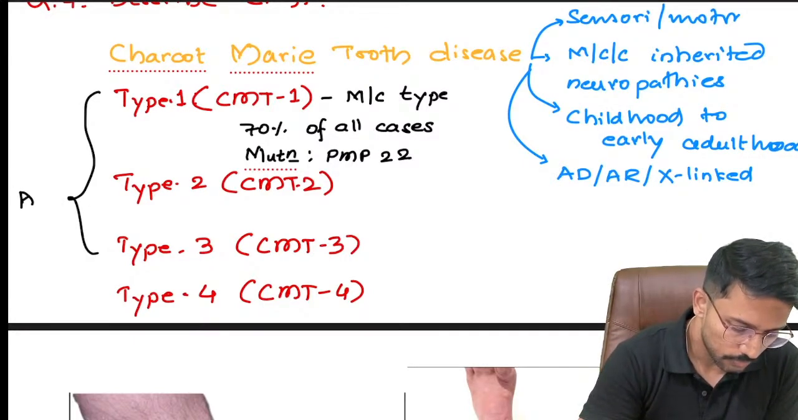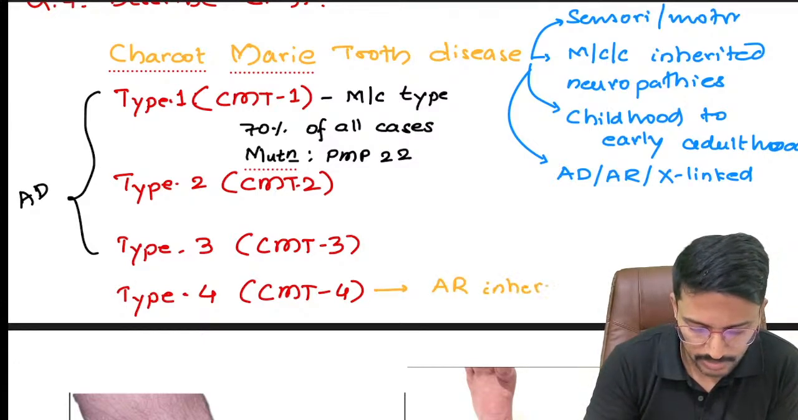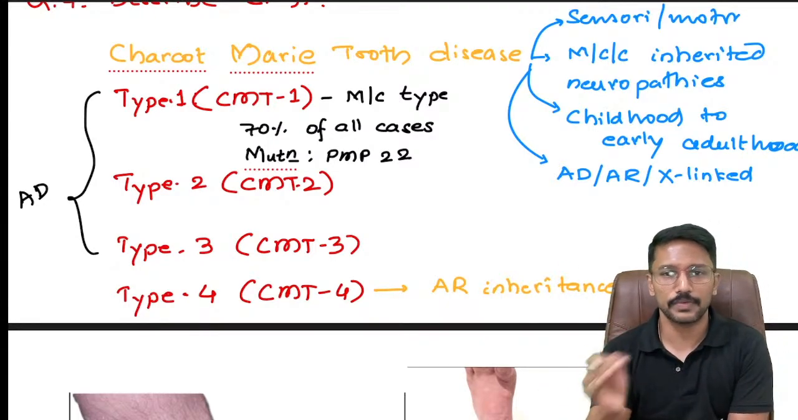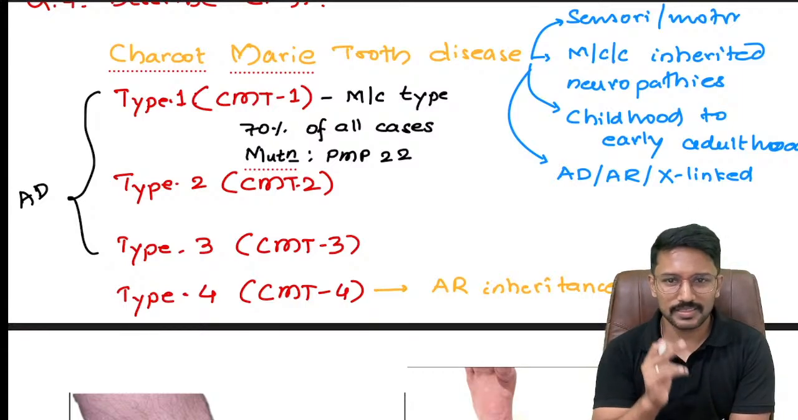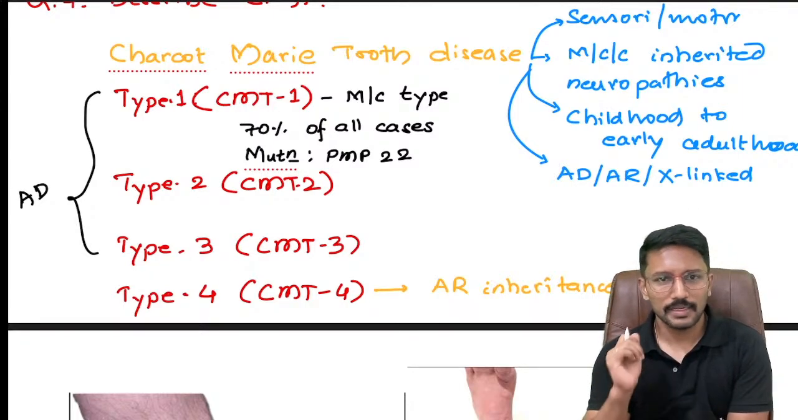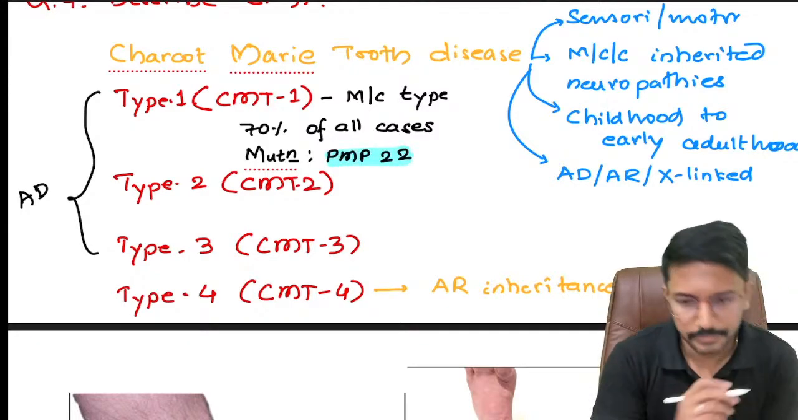These are autosomal dominant, and CMT4 is autosomal recessive inheritance. So this can be a potential MCQ. Which of the following Charcot-Marie-Tooth disease is inherited as an autosomal recessive condition? The first, second, third are autosomal dominant, and the fourth one is autosomal recessive. For the first, they also ask you about the mutation, so please remember it.